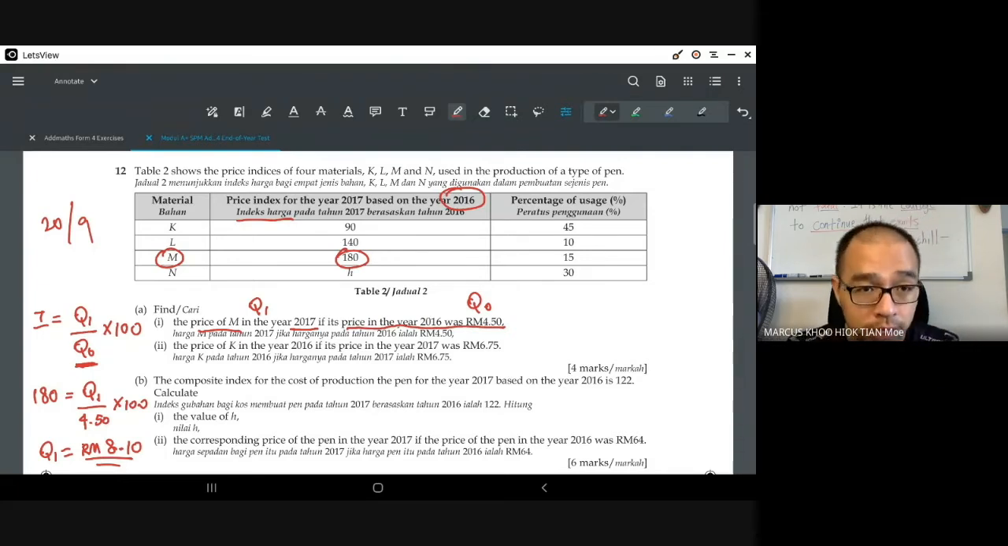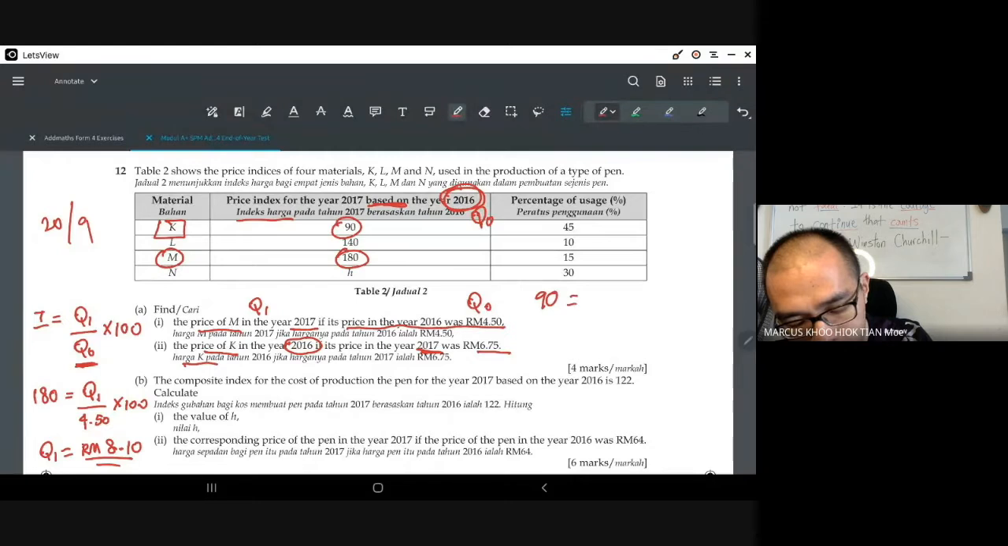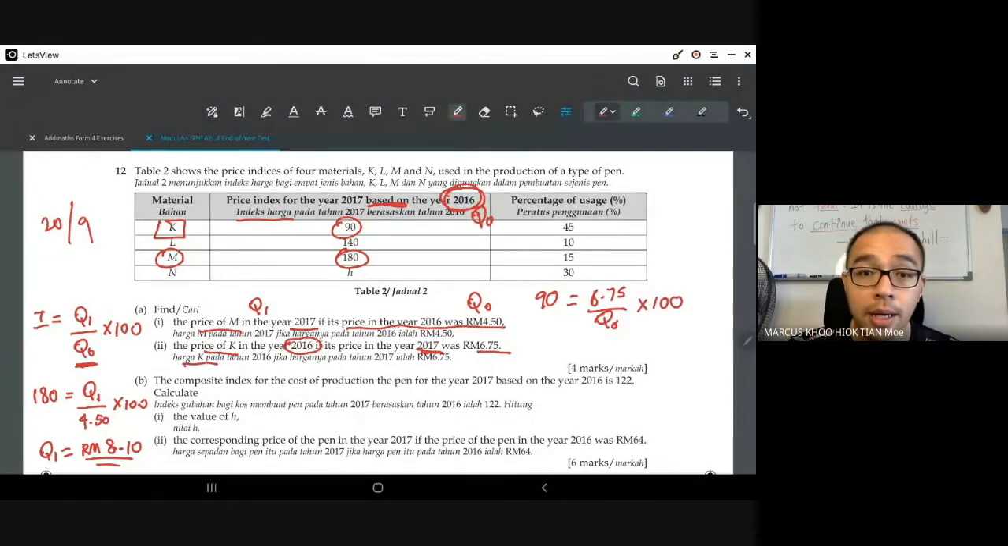Okay, now let's do the same thing for K. They said the price of K in 2016, if the price in 2017 is 675. Remember, 2016 is our Q0 because they say base year. So now they are asking for base year. They are asking to find Q0. Okay, so we put in correctly. K is 90. So 90 equals to 6 ringgit and 75 cent over Q0 times 100. Okay, we make sure we put in the numbers at the correct place.